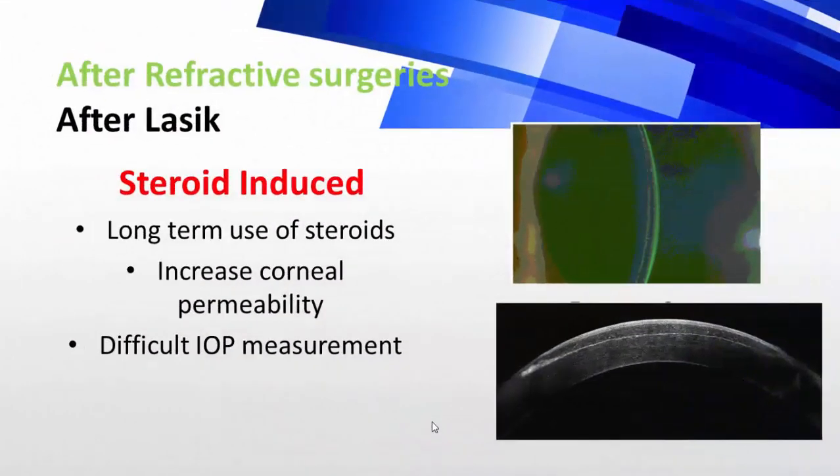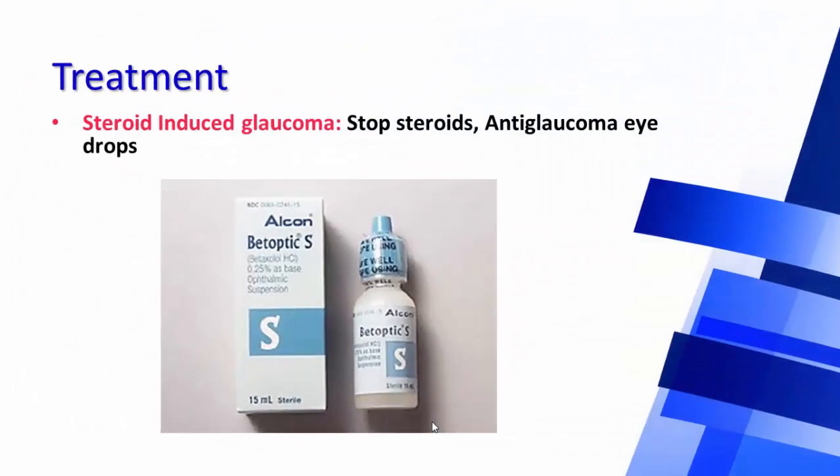After refractive surgeries, different refractive surgeries can be associated with a rise of the intraocular pressure. After LASIK, the main cause of the rise of the intraocular pressure is steroid-induced, due to different causes: long-term use of steroids, which are needed after LASIK, increased corneal variability from these corneal surgeries, and lastly difficult IOP measurement in these treated corneas. Treatment of steroid-induced glaucoma following LASIK can be by stopping steroids and anti-glaucoma eye drops, especially in early cases.